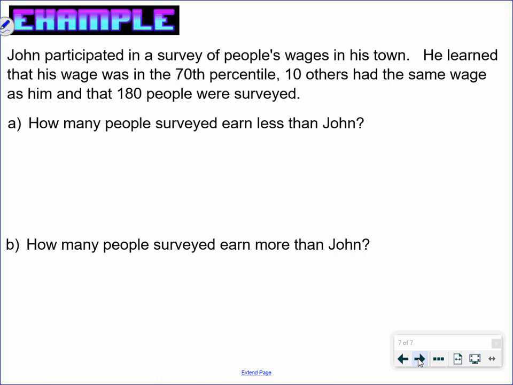In this last example, John participated in a survey of people's wages in his town. He learned that his wage was in the 70th percentile, 10 others had the same wage as him, and that 180 people were surveyed. So how many people surveyed earned less than John? This time we're not looking for the percentile rank. We are looking for how many people earned less. So that's going to be the L part in our formula.